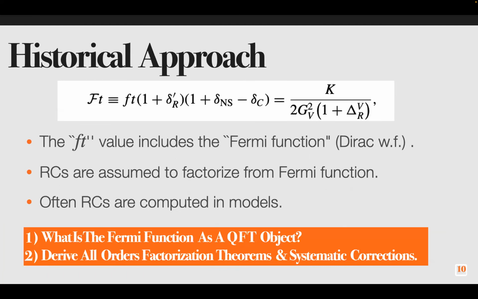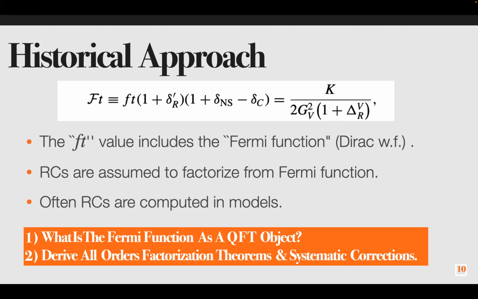So the historical approach to this is to basically assume some kind of factorized form, and you shuffle terms into different places that are by and large determined by some kind of historical convention. For instance, the leading Z resummation of all the Coulomb corrections is handled with something called the Fermi function, and that's packaged into something called a lowercase ft value. This is done using a Dirac wave function. The radiative corrections are assumed to factorize from the Fermi function. So you just write it like this.